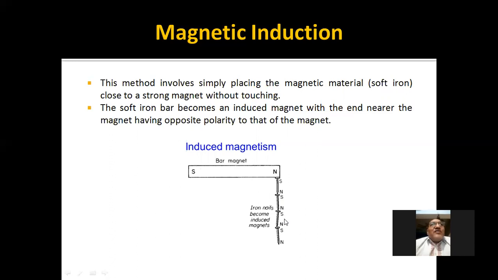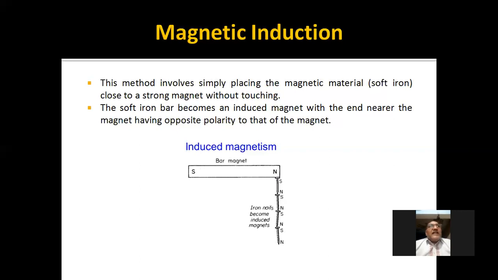And that's why, due to the magnetic induction, these nails are not basically magnets. They are made of magnetic material, iron. And due to the poles on them, you see here we have the opposite poles, north and south. So they are attracting. This north and south, they are attracting. This north and south, they are attracting. So we have this long chain of nails, which is hanging from the north pole of the permanent magnet.